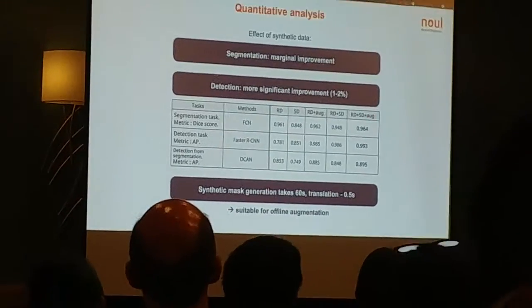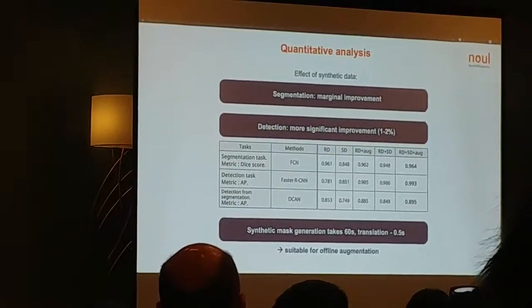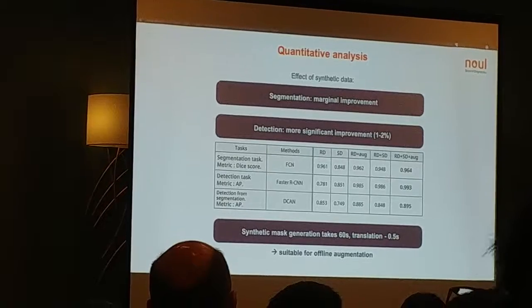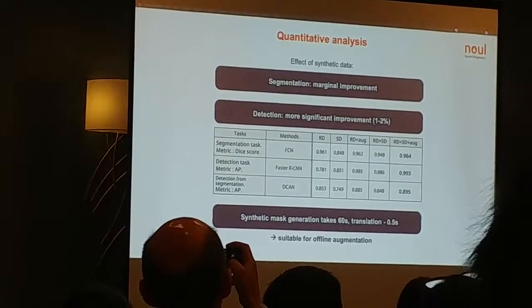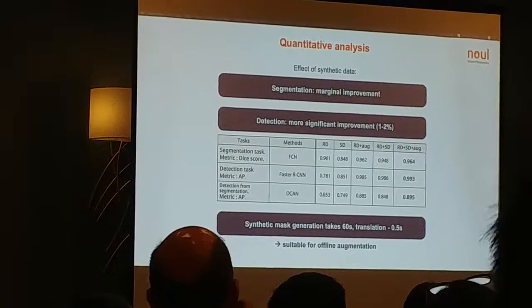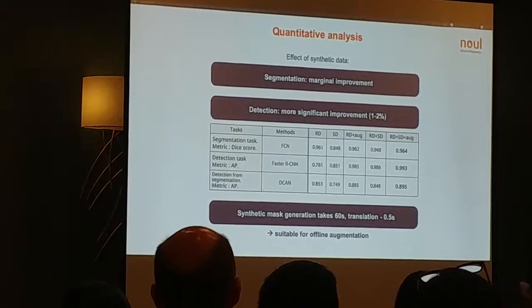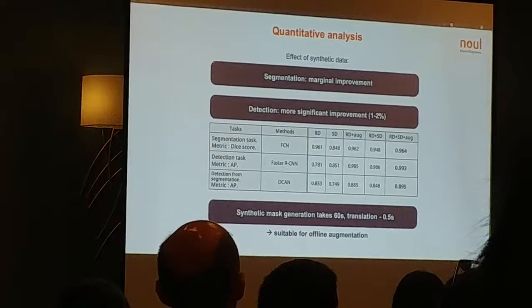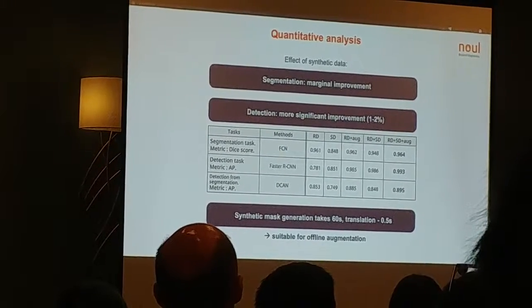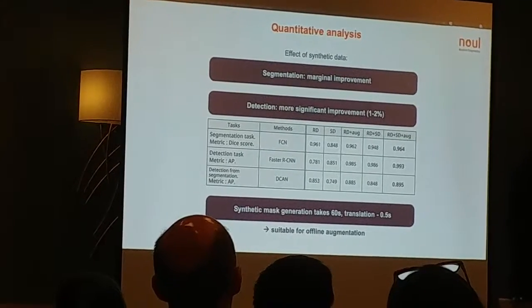So we utilize these images further to train on several tests. We use it in the segmentation test and detection test. And also there is another one, detection for segmentation, that is based on the segmentation. The key observation that we made is that for segmentation, we observed really marginal results, which could be in the range of statistical error. But for the detection, we observed a 1-2 percentage point increase in the AP, the average precision metric.